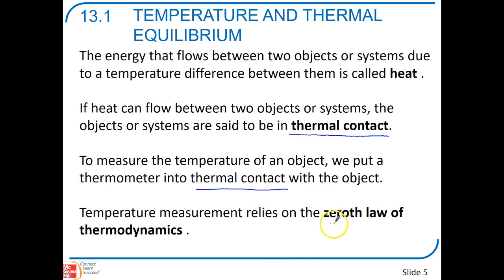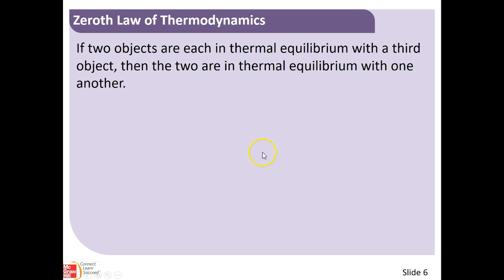And this relies on what we call the Zeroth Law of thermodynamics. What is the Zeroth Law of thermodynamics, you ask? It is basically just that when you have two objects that are each in thermal equilibrium with a third one, then the two are in thermal equilibrium with one another.